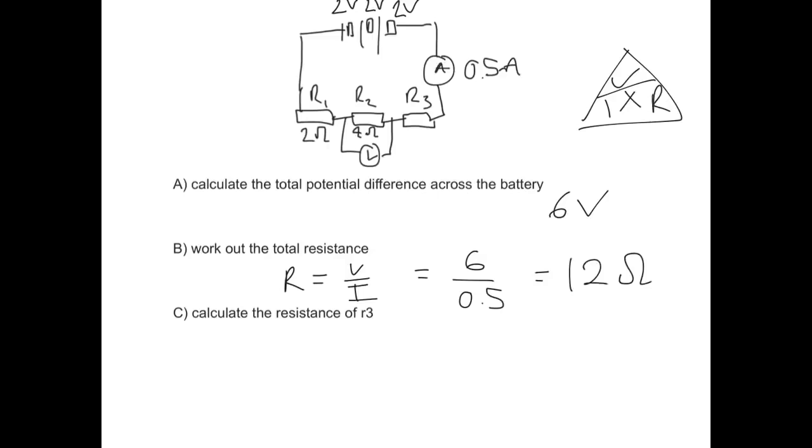Okay, finally calculate the resistance of R3. So, if we know that the total resistance is 12 ohms, but we've been given R1 and R2, that's 6 ohms, that tells us the difference between those two values will be R3's value. So 12 take away 6 is obviously 6, and that is 6 ohms.